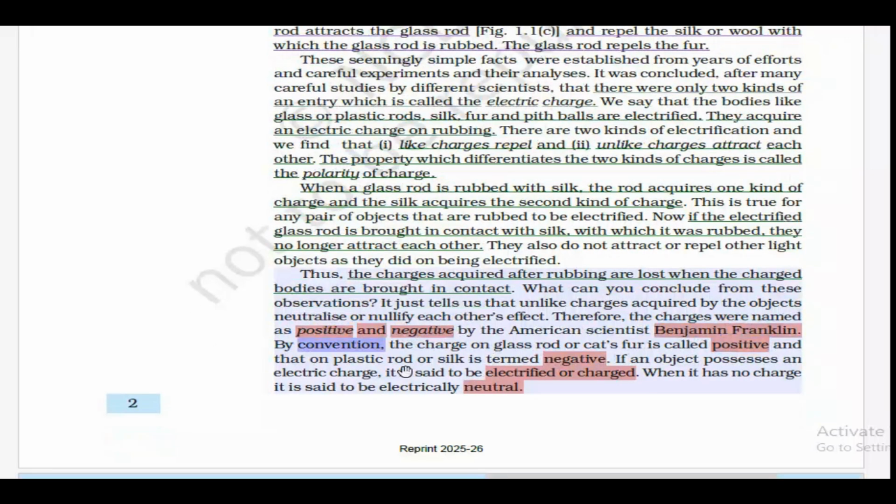By convention, the charge on glass rod or cat's fur is called positive and that on plastic rod or silk is termed negative. If an object possesses an electric charge, it is said to be electrified or charged. When it has no charge, it is said to be electrically neutral.